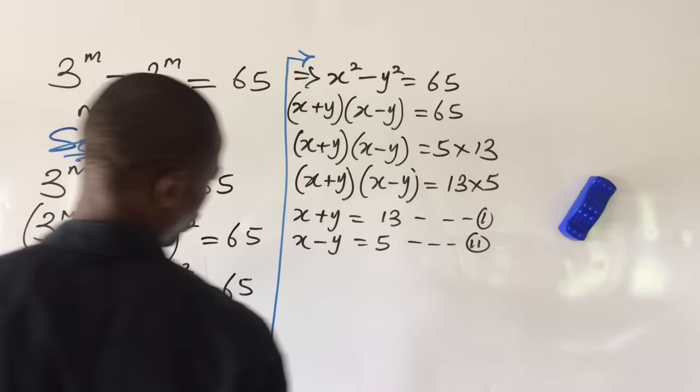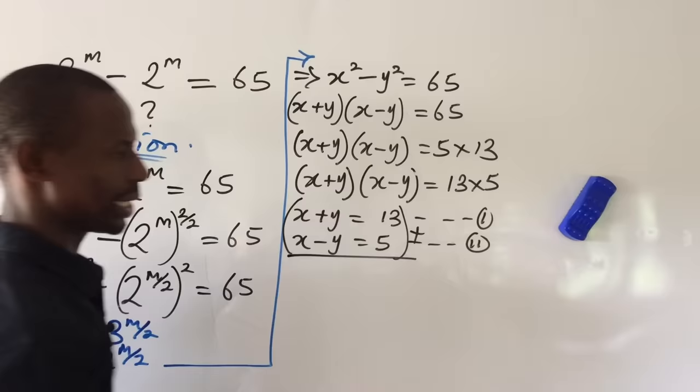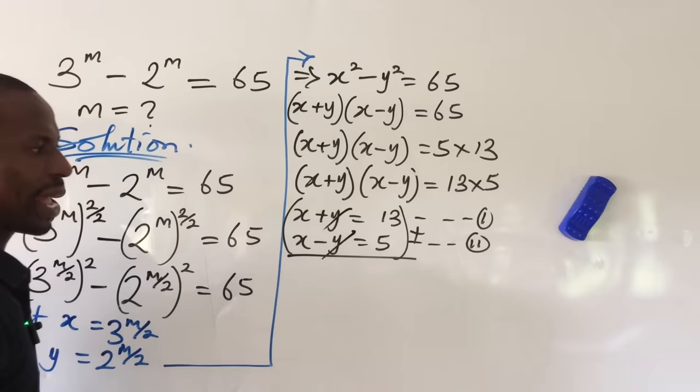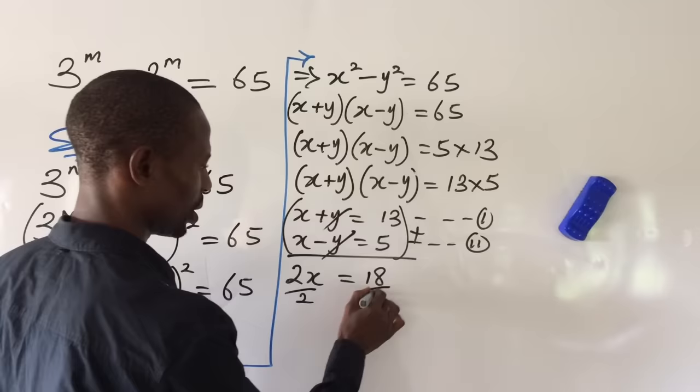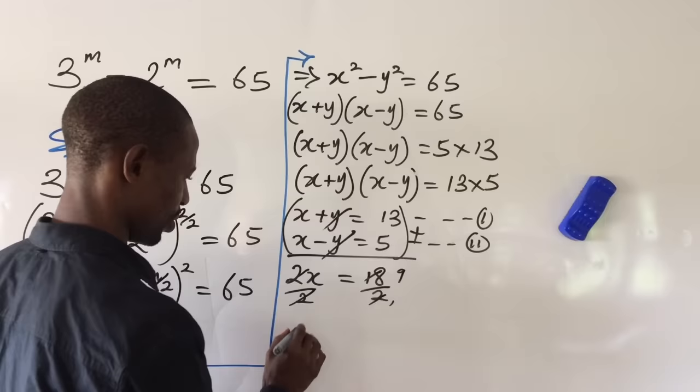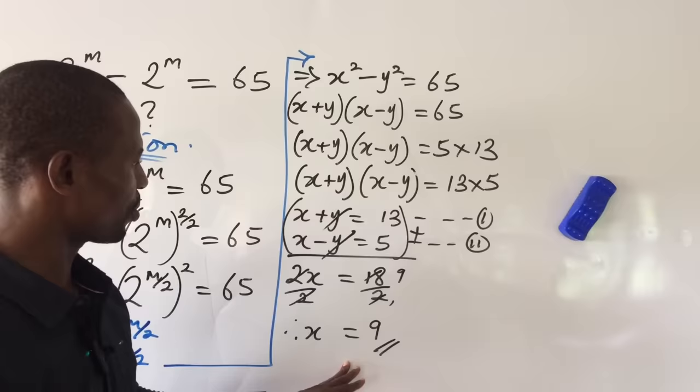So if we go ahead to add equation 1 and 2, so let's put this, we're adding. If we add this, automatically plus y minus y will leave the system. It gives us 0, so we're left with 2x equal to 13 plus 5, which will give us 18. Divided by 2, this will give us 9. So we have, therefore, x is equal to 9. Easy. We've gotten our x, so let's go ahead and get our y.